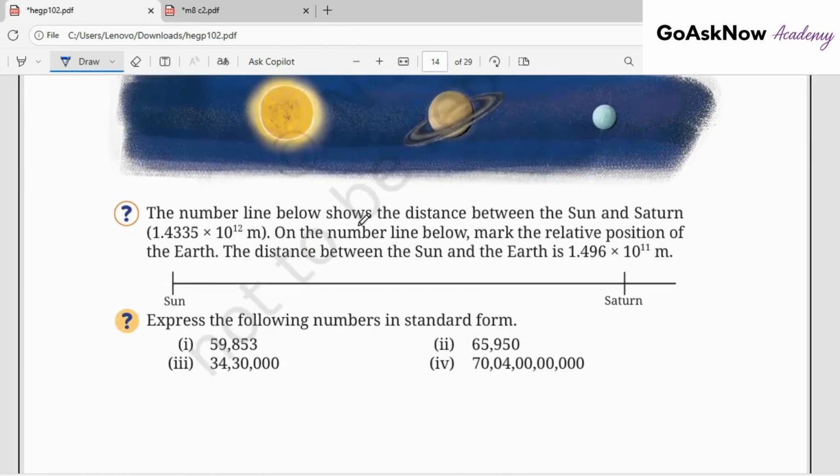The number line below shows the distance between the Sun and Saturn. On the number line, mark the respective position of the Earth. The distance between the Sun and the Earth is 1.496 × 10^11 meter.